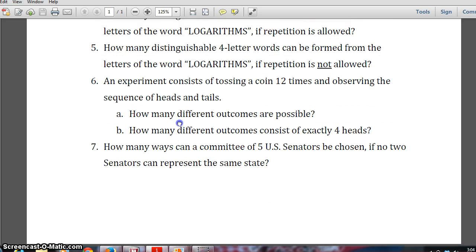Okay, last 2 questions. Get through this quickly. Experiment consists of tossing a coin 12 times, observing a sequence of heads and tails. How many different outcomes are possible?